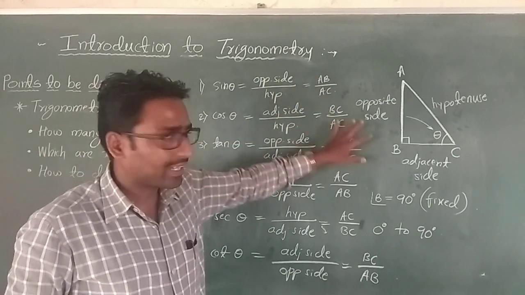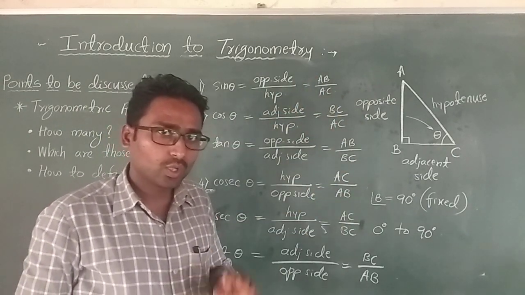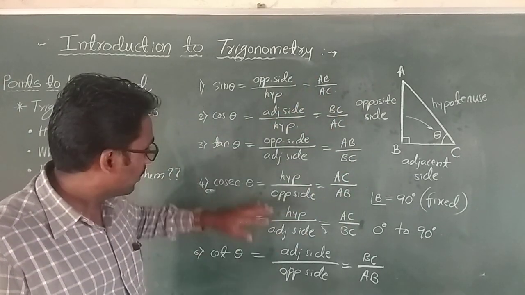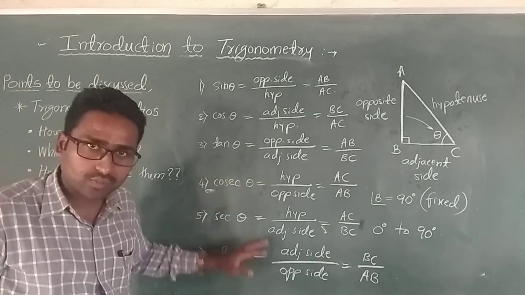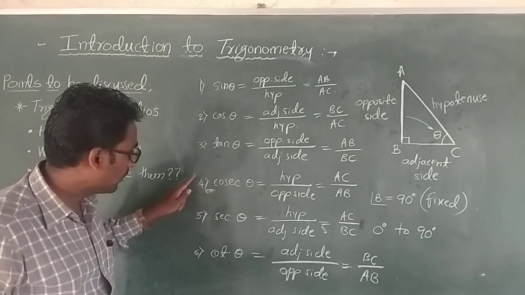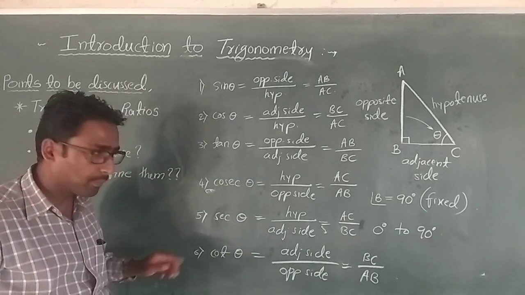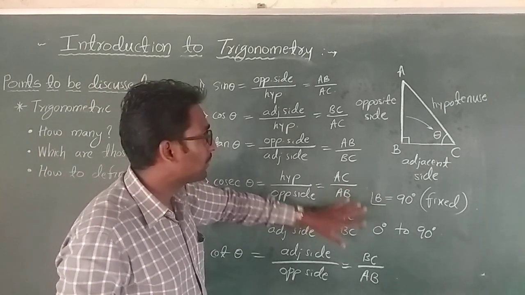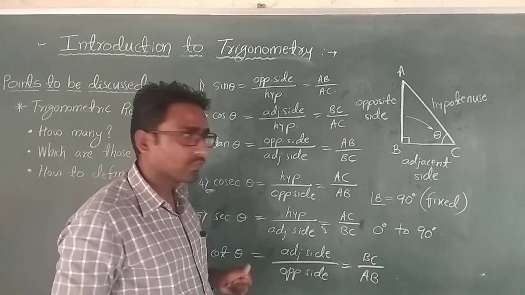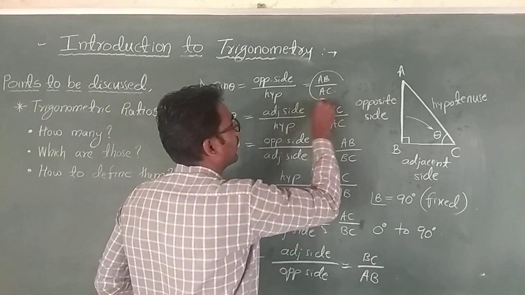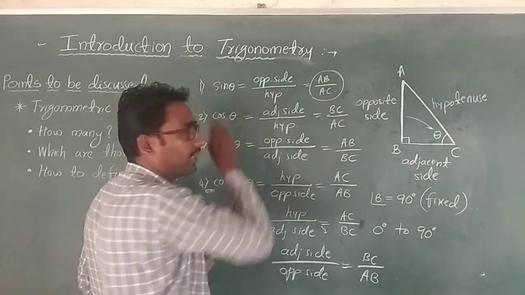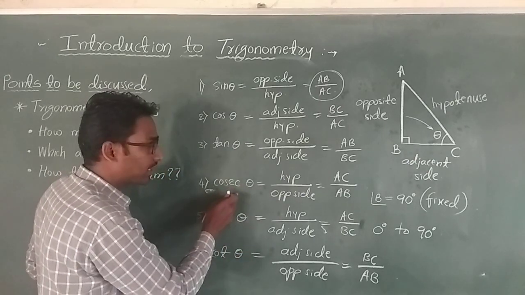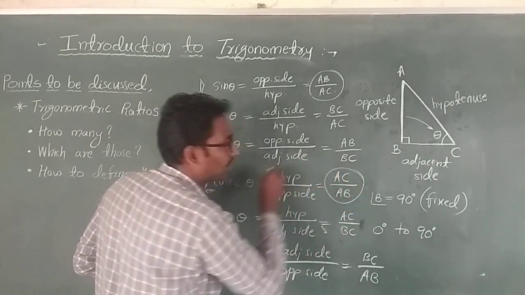If you look at the expressions thoroughly, you can find that the next 3 functions, that is number 4, number 5 and number 6, are exactly the reverse or reciprocals of the first 3. You can see that it is AB by AC, that is sin theta, whereas cosec theta is nothing but AC by AB.